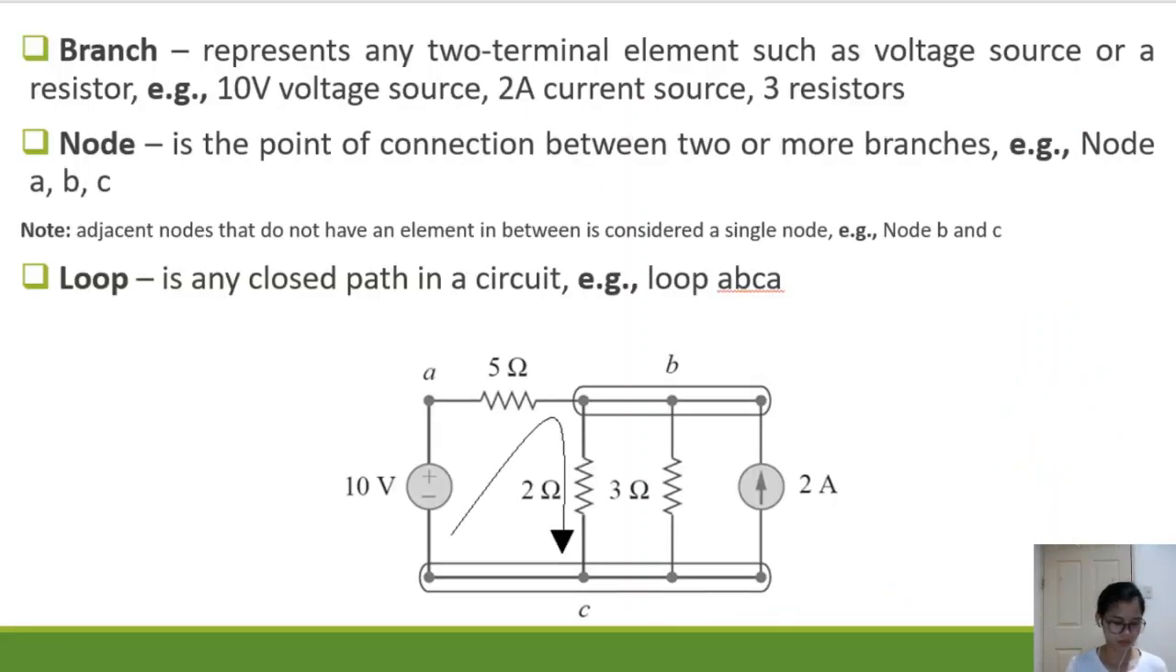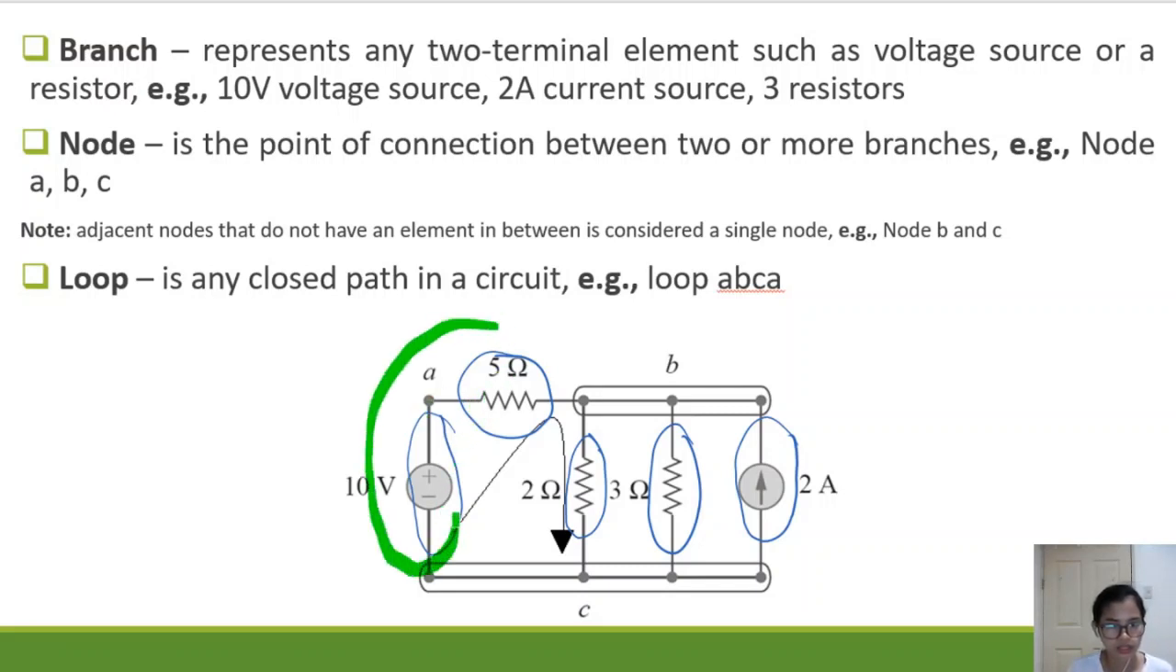Okay, so this part, what is a branch, what is a node, and what is a loop? A branch is any two terminal element such as a voltage source or a resistor. So this is one branch. Any two terminal element, be it an active source or a passive element, and this one is another branch, and this is another branch, another branch, and another branch. But if you have two branches that are in series, say this 10 volt element and the 5 ohm resistor, they are both in series, therefore this is considered as one branch.